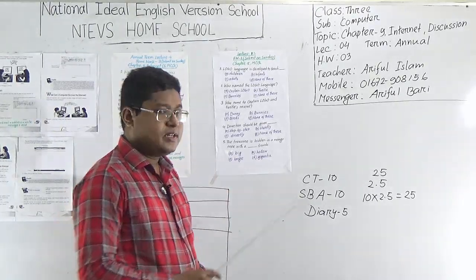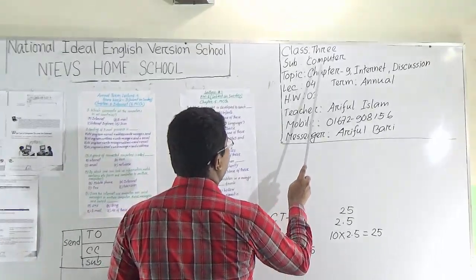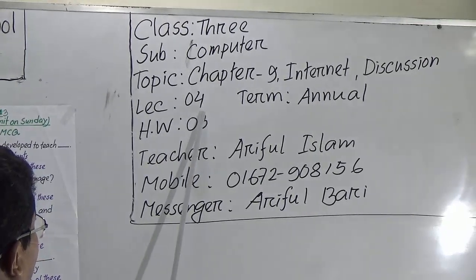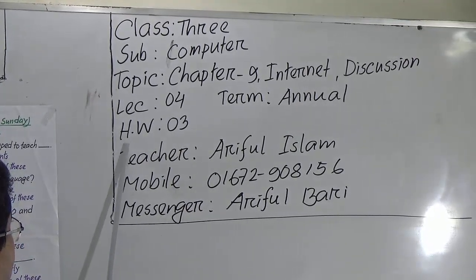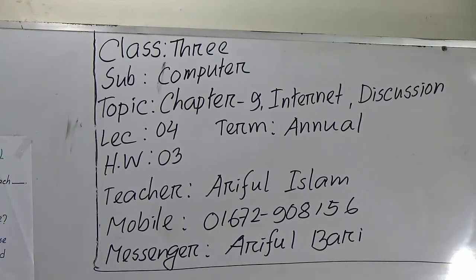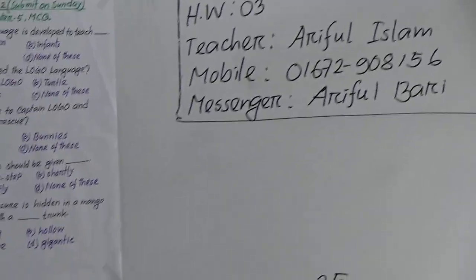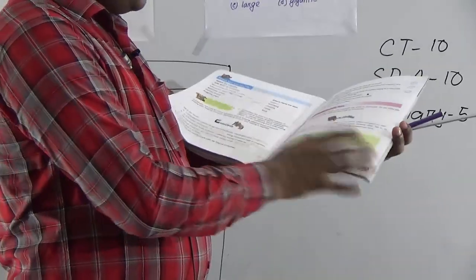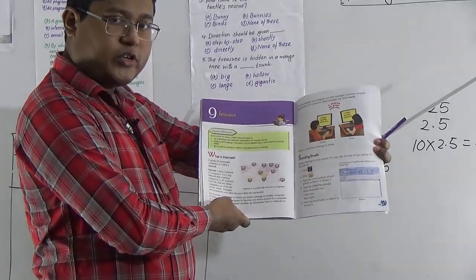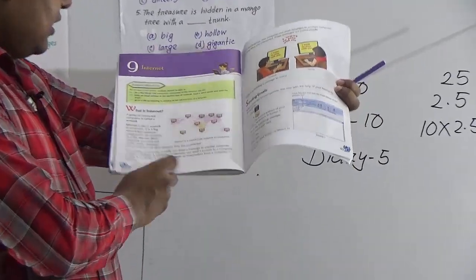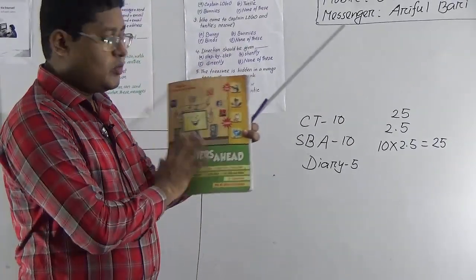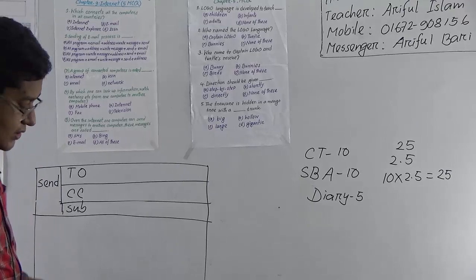So let's go. Let's see class 3, subject computer, topic chapter 9, internet discussion, lecture 4, term annual. Today your SW will be 3, teacher Ariful Islam, mobile, and this is my messenger ID. So my dear students, open your book, go to page number 60, computer book. Listen very carefully. When you are watching this video, take a book with you, okay? So let's start the class.